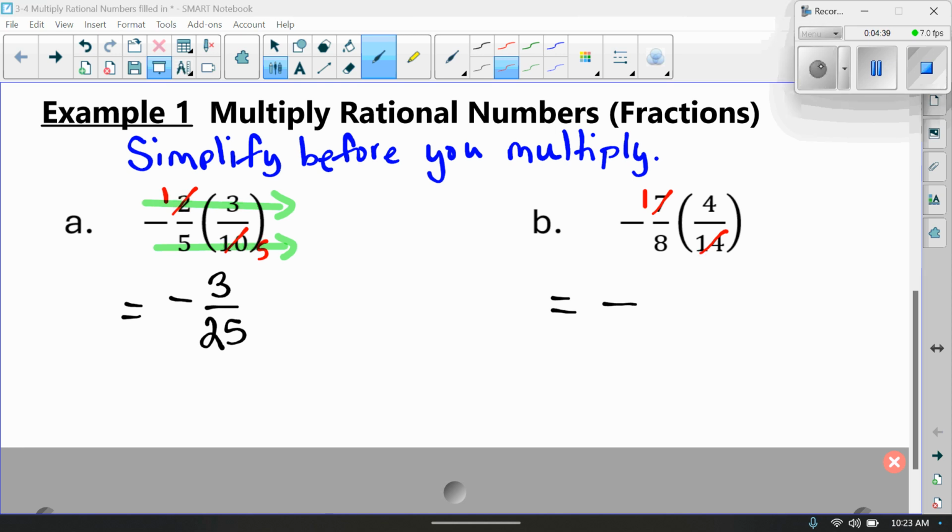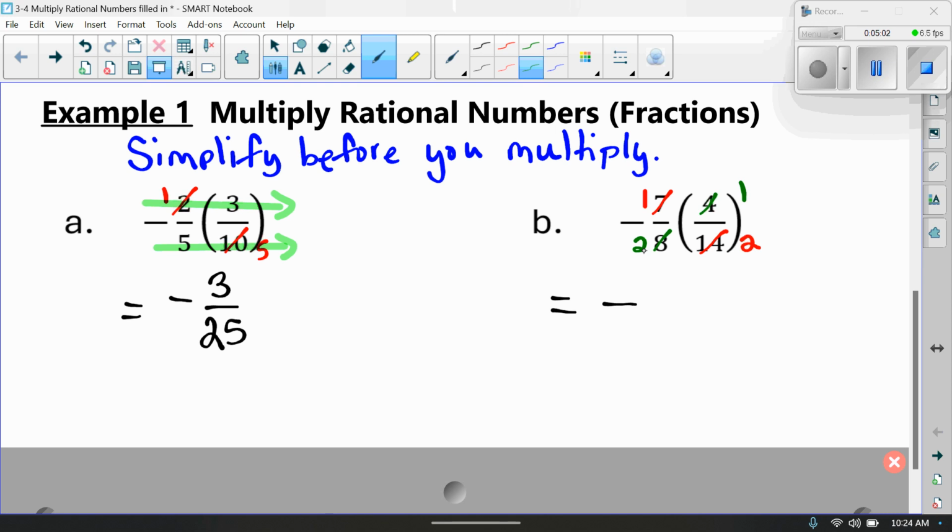14 divided by 7 is 2. Okay, now I'm going to change colors. All right, so 8 and 4, what can I divide into both of those? I can do better than 2. 4, right? So 4 divided by 4 is 1. And 8 divided by 4 is 2.